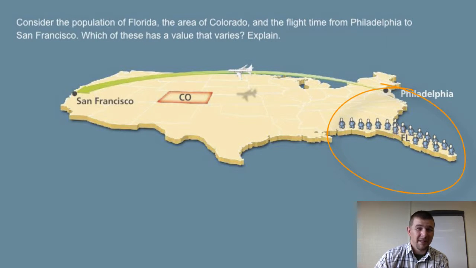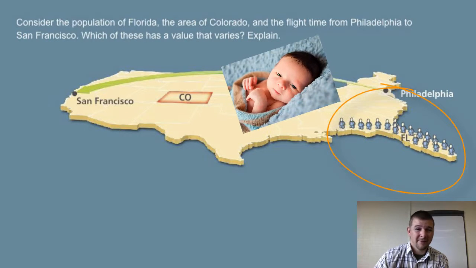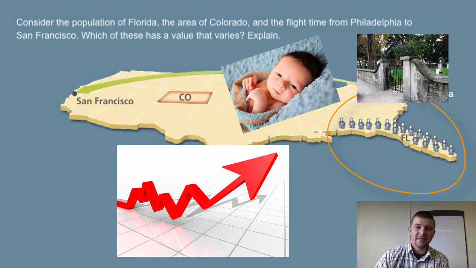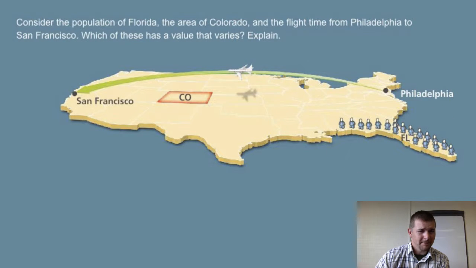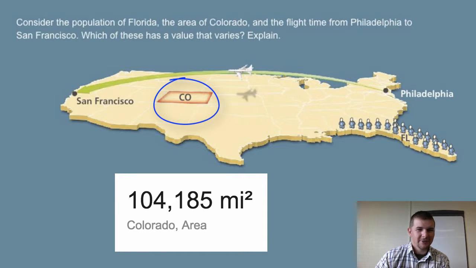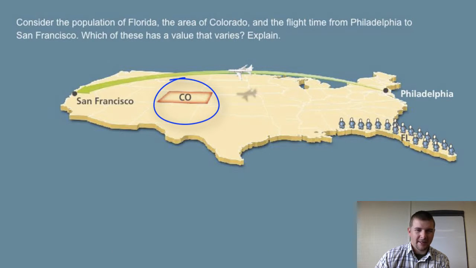It's likely that every minute a new person is born, and possibly every minute a person dies in Florida, causing this fluctuation in population, so it's a variable quantity. Next up, the area of Colorado. Well, that's something that hasn't changed in a very long time, and it's certainly not something that changes on a daily basis, so I think we can say that that is a fixed value or a constant number.